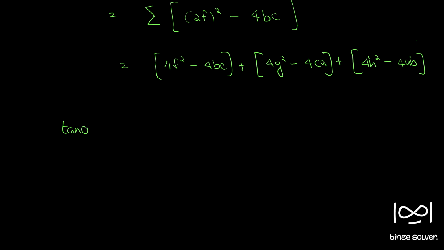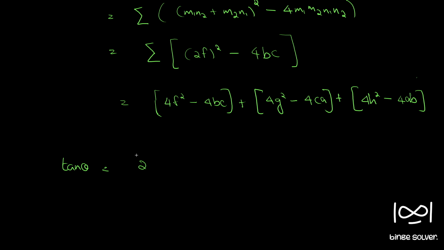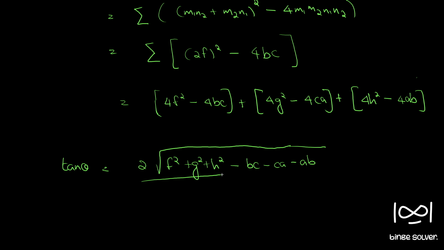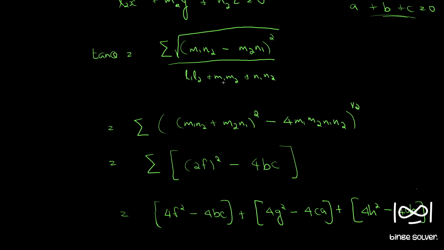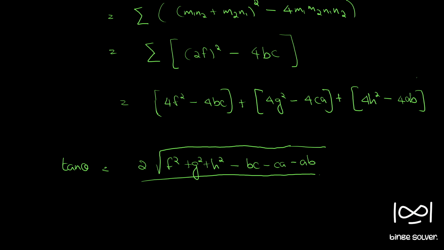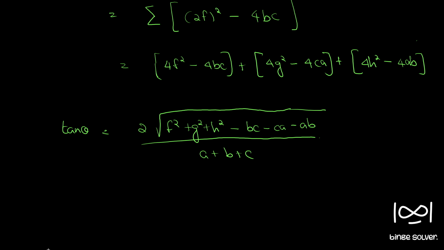Tan theta is equal to, there is a common 4 here, and since there is a root here, taking 4 out of the root, we get 2 times the root of f square plus g square plus h square minus bc minus ca minus ab, divided by, with L1 L2 being a, m1 m2 being b, and n1 n2 being c, a plus b plus c. So this is tan theta, and theta is nothing but tan inverse of this.